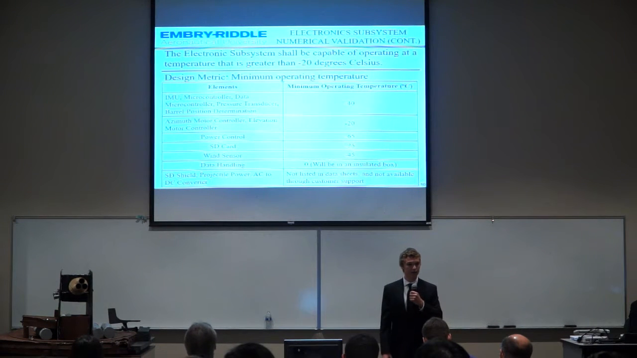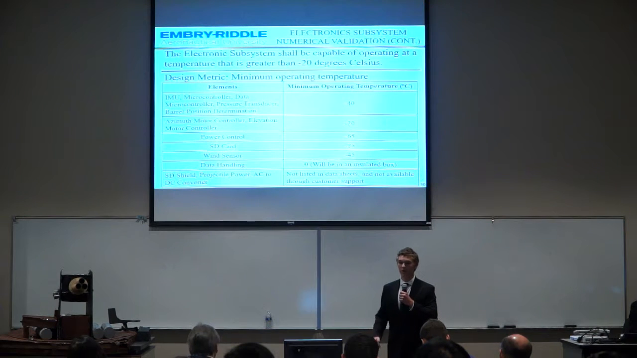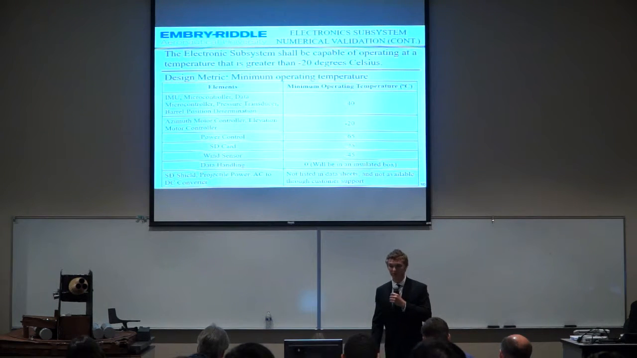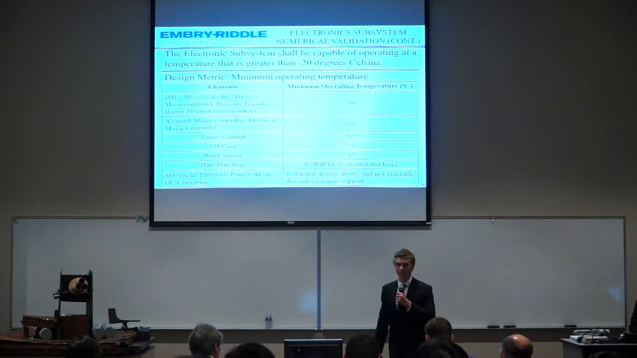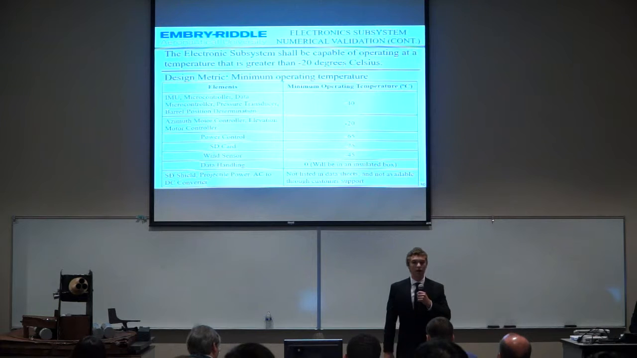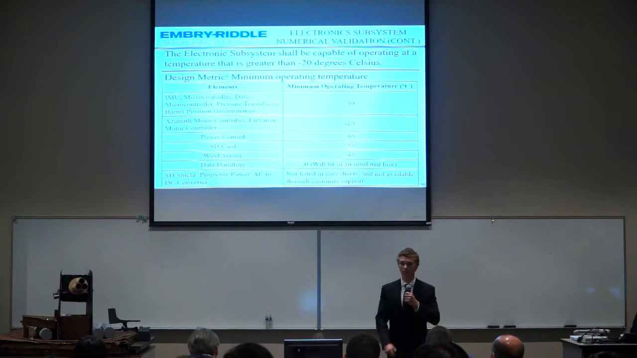The next requirement is that the electronic subsystem shall be capable of operating at a temperature that is greater than negative 20 degrees Celsius. For this requirement, we use the design metric of minimum operating temperature. As you can see from the table, all of the elements and components to the left here are able to meet that requirement. The data handling, which is our laptop, can only operate at temperatures greater than 0 degrees Celsius. Therefore, this will have to be insulated in temperatures that are below 0 degrees Celsius.